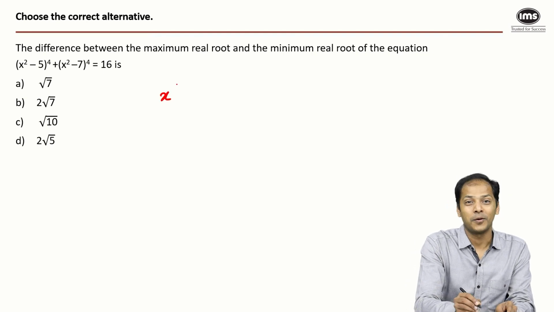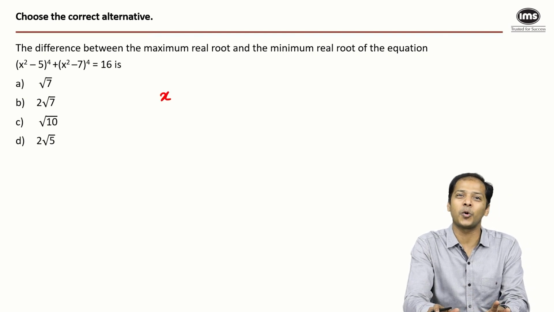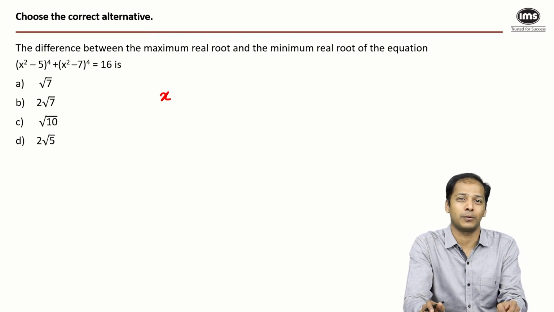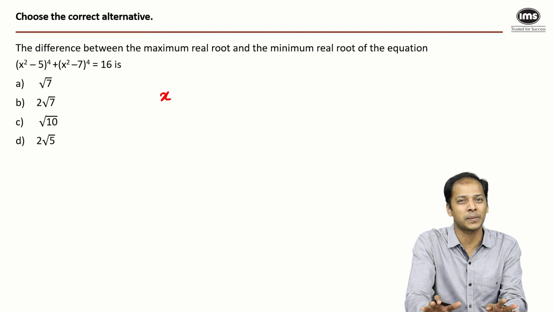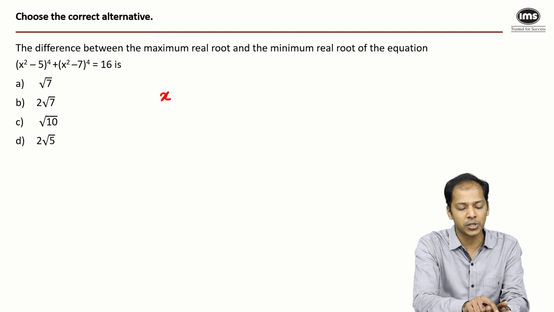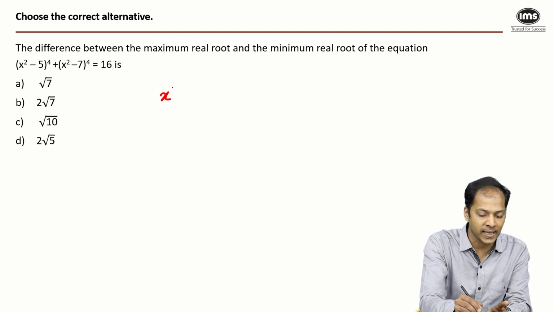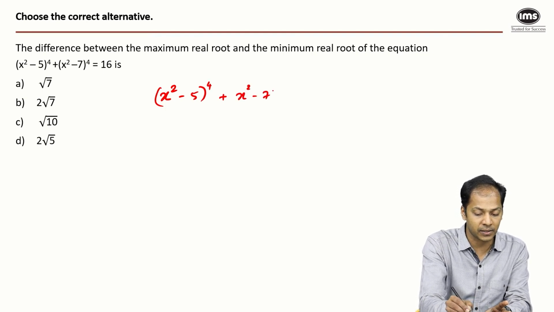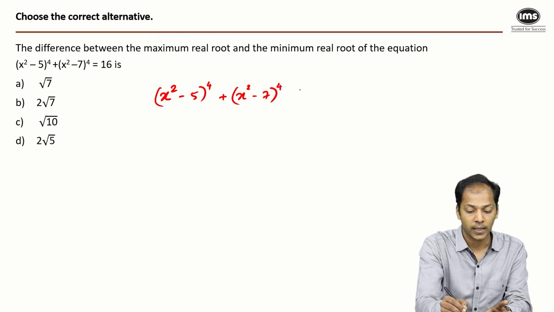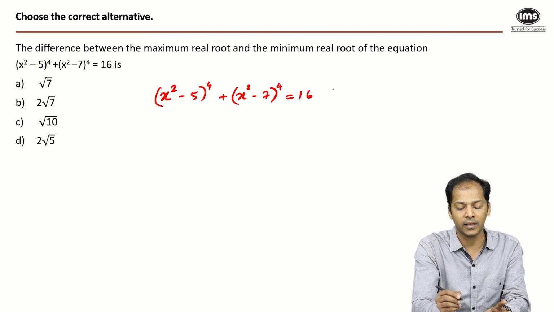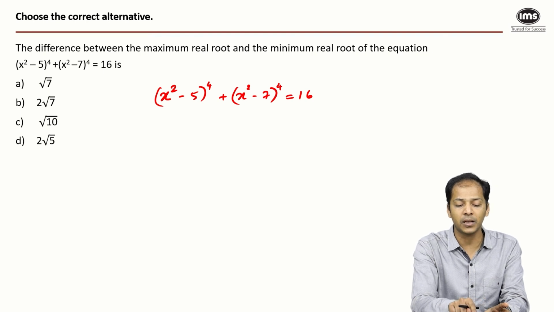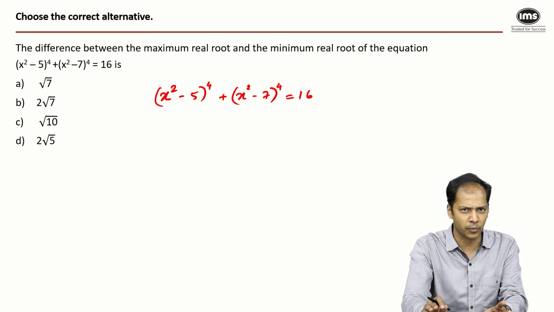Well, normally we are expected to know how to solve quadratic equations. Maybe sometimes we would be expected to factorize a cubic equation or something like that. But when it comes to such complex equations like (x² − 5)⁴ + (x² − 7)⁴ = 16, and here also what have they asked us to find out? The difference between maximum real root and the minimum real root of the equation.